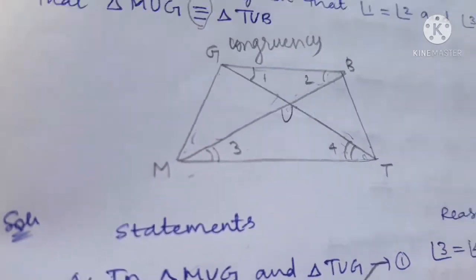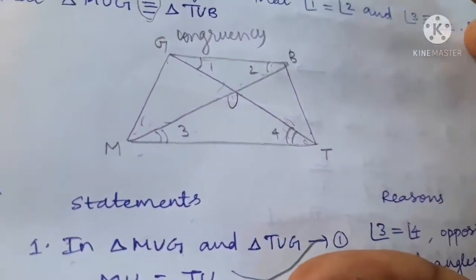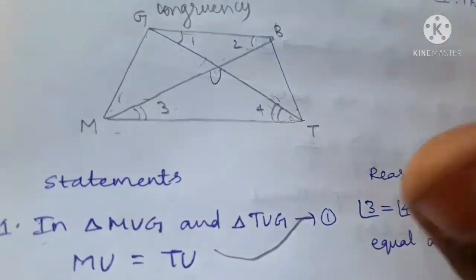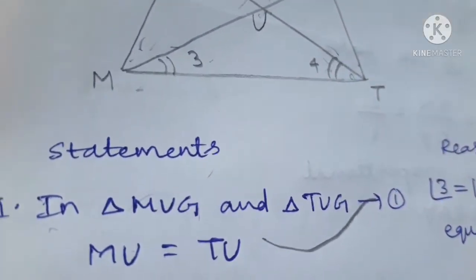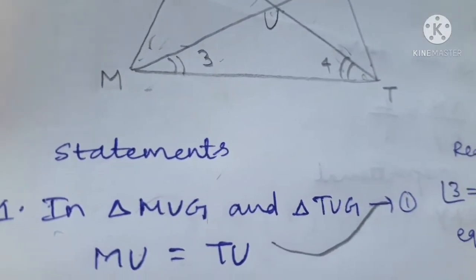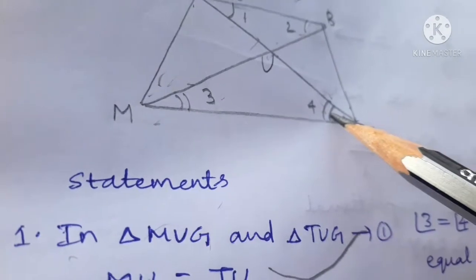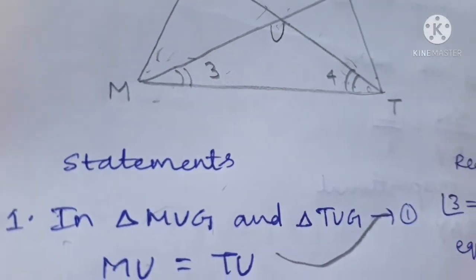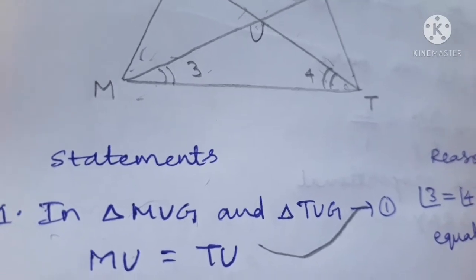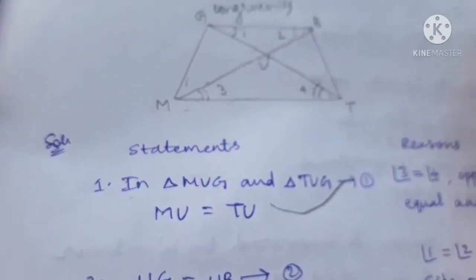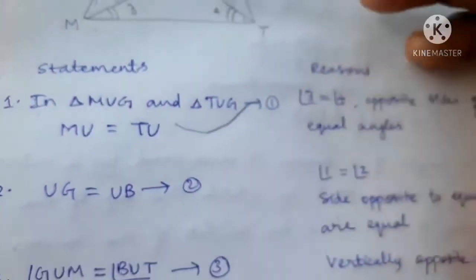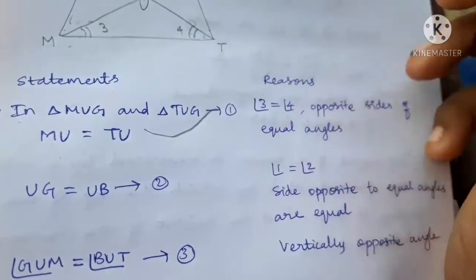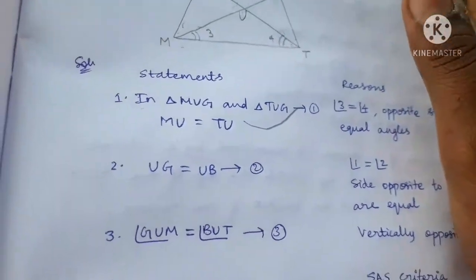Okay, now let us see small thing. Okay, it is very easy. Just understand that when equal angles are given, so you can take the opposite sides of them as equal. That is, for this angle, this is opposite side. For this angle, this is opposite side. Okay, so we can take MU and TU as equal things. Okay, and we can give the reason as opposite sides of equal angles.